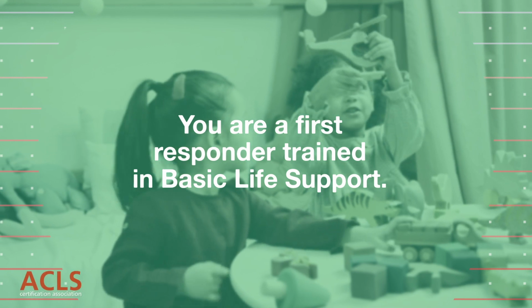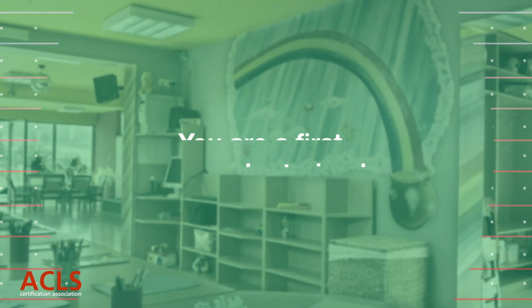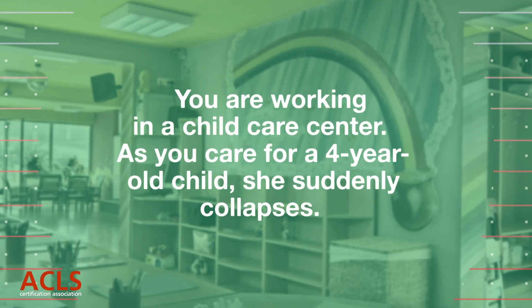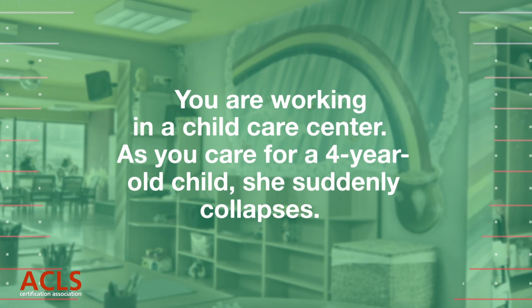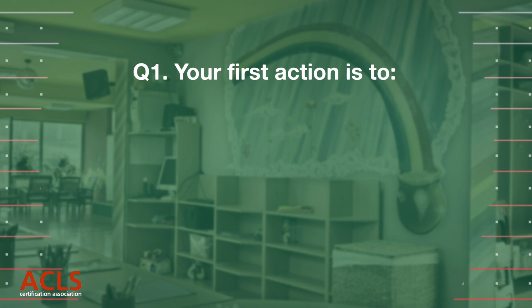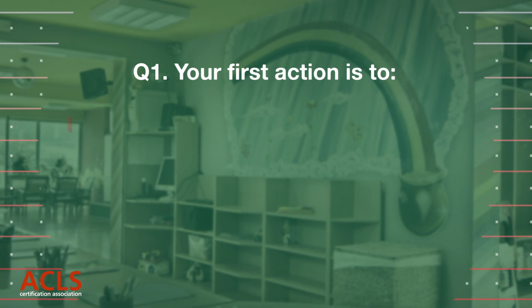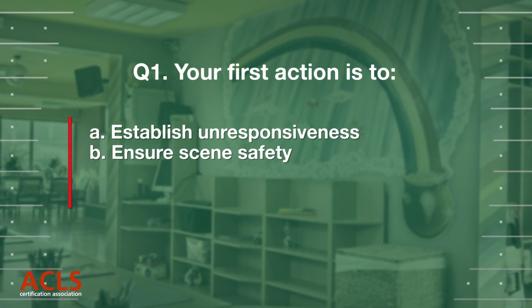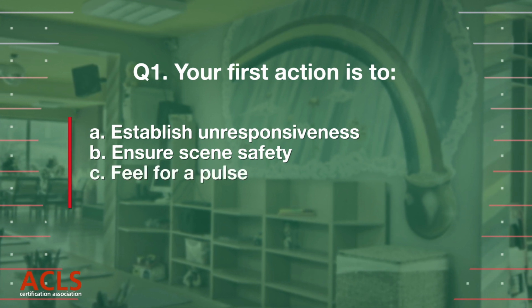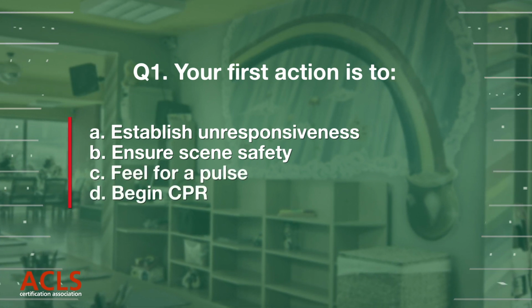You are a first responder trained in basic life support. You are working in a child care center. As you care for a 4-year-old child, she suddenly collapses. 1. Your first action is to: A. Establish unresponsiveness. B. Ensure scene safety. C. Feel for a pulse. D. Begin CPR.